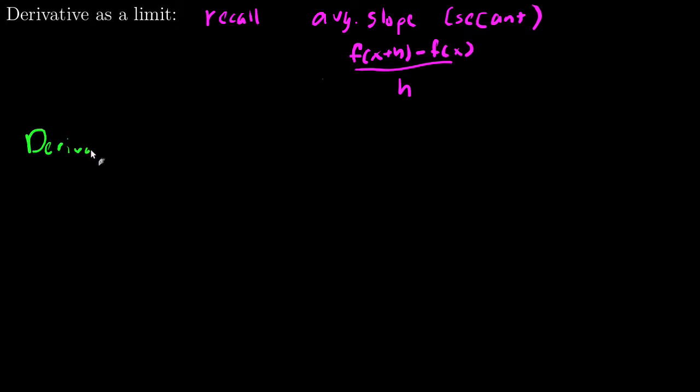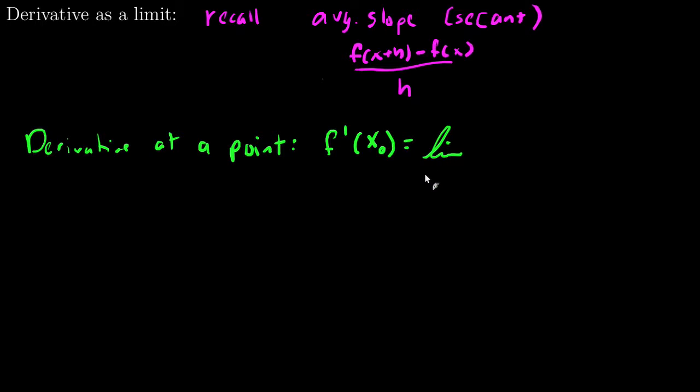The derivative at a point, f prime of some x value, x naught, will equal the limit as h approaches 0 of f of x naught plus h minus f of x naught all over h. And the idea is this.